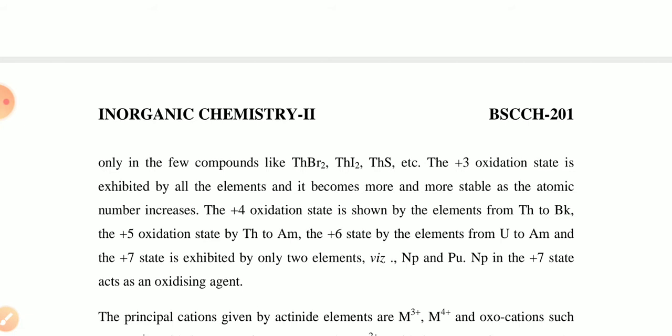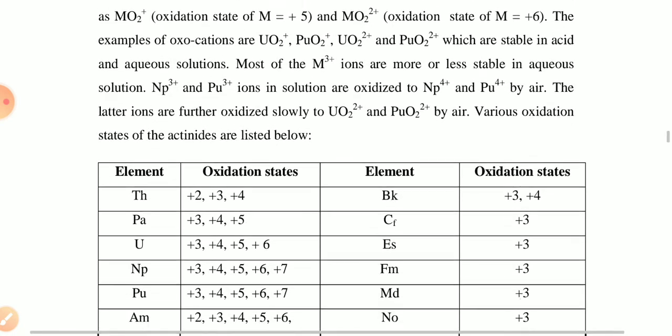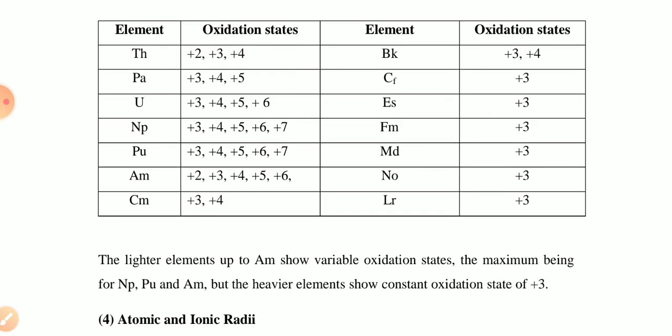The +4 oxidation state is shown by elements from Th to Bk, the +5 oxidation state by Pa to Am, and the +6 oxidation state by elements from uranium to Am. The +7 oxidation state is exhibited only by two elements, Np and Pu, and the +7 state of Np acts as an oxidizing agent. Here you can see in this table the highest and lowest oxidation states for the actinides.